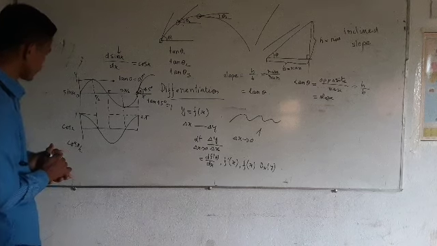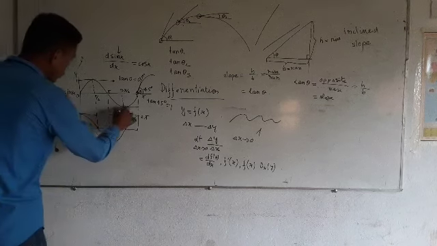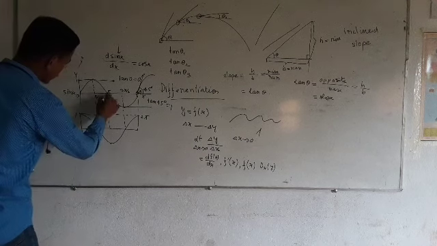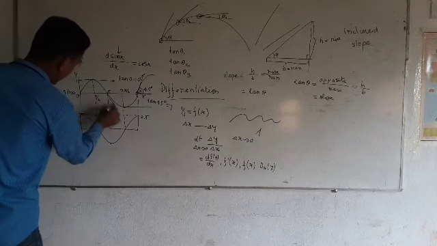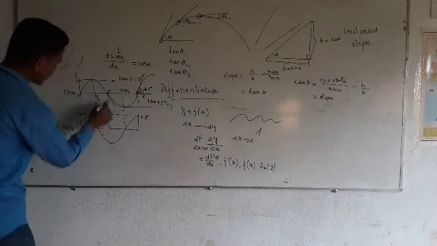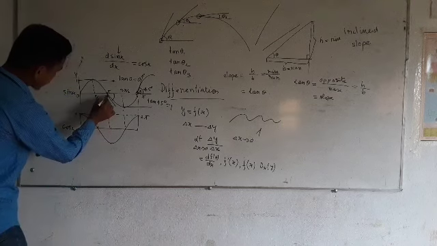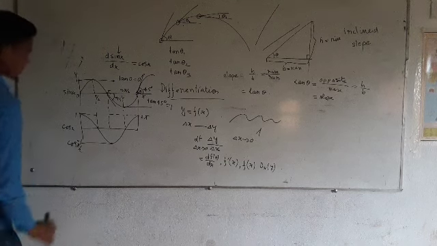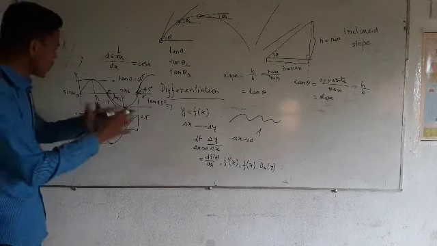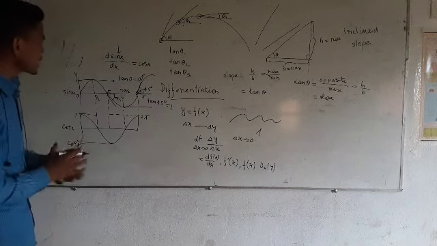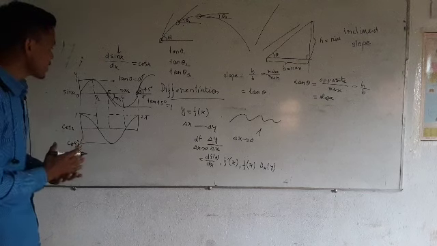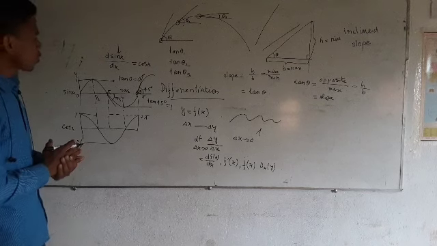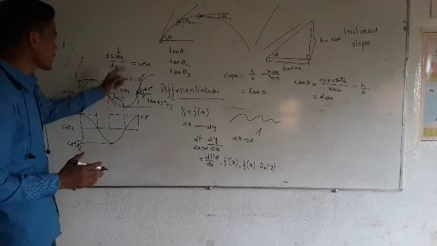Like this, we can also verify at this point also. Here it is negative. The angle made by this tangent is negative, at negative 45 degrees. Here the slope is negative 1. So it is verified that cos x is the general expression of the slope of the original function sin x.